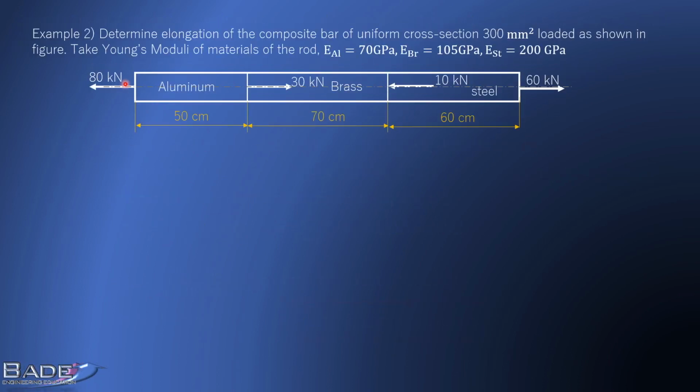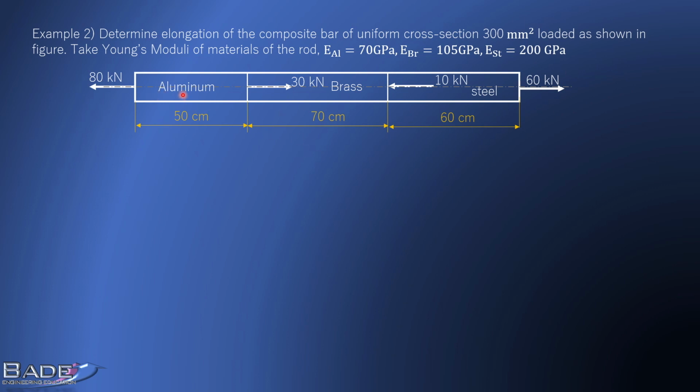Now let's read this problem. Determine elongation of the composite bar of uniform cross section 300 mm square. Again, this entire bar has the same cross section. Loaded as shown in the figure. 60 kilonewton, 10 kilonewton, 30 kilonewton and 80 kilonewton. All external forces are known.